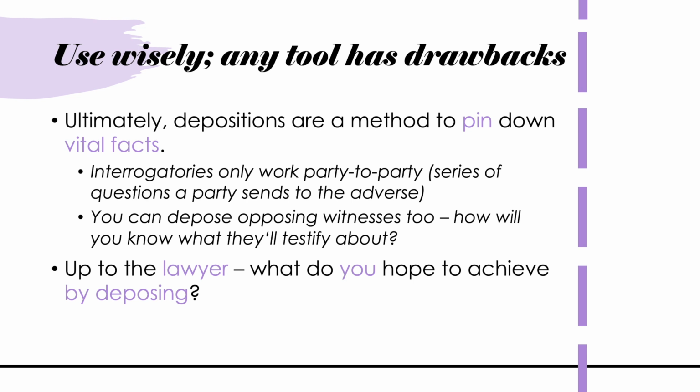Interrogatories aren't applicable to witnesses, so third parties. Besides, you can depose opposing witnesses. That's one of the common purposes for deposing witnesses, because with your own witness you more or less know what they're going to talk about. But how will you know what the opposing witnesses will testify about? You can depose them just as easily as you will be able to depose your own witnesses.